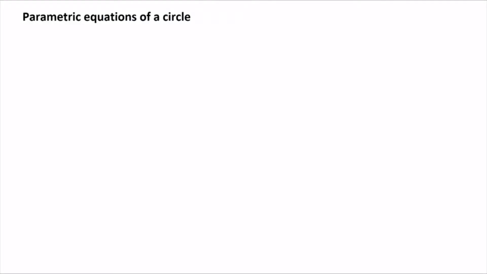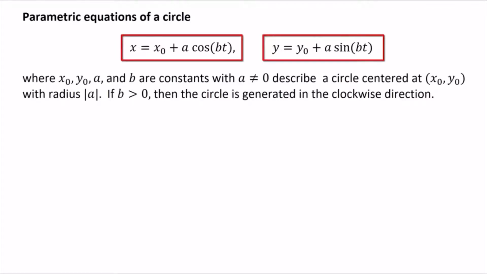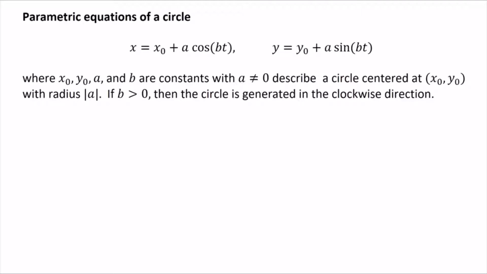Being able to parameterize certain curves, including circles and lines, will be important for some of our later work in calculus. The parametric equations of a circle are given by x equals x naught plus a times cosine of the quantity b times t, and y equals y naught plus a times sine of the quantity b times t, where x naught, y naught, a, and b are constants, with a not equaling 0. These describe a circle centered at (x naught, y naught), with radius equal to the absolute value of a. If b is greater than 0, then the circle is generated in the clockwise direction.